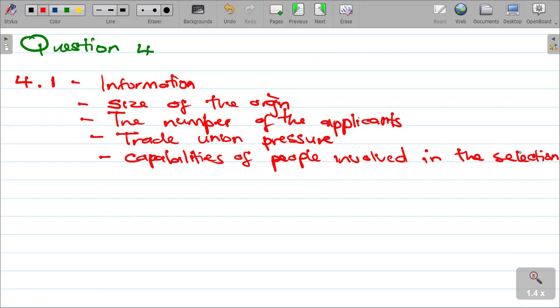The trade union pressure, you can find that the trade union might have some positions that they want their members to occupy. The number of applicants, the larger the number, the more complicated the process becomes, right? The information provided, if there is information provided about the candidate, it will be very easy to do the selection process.